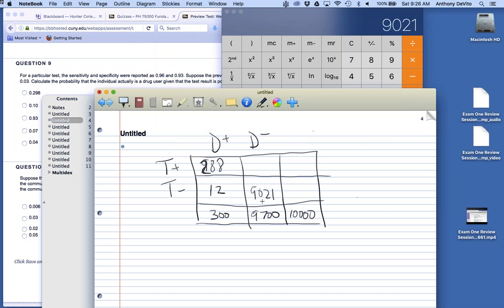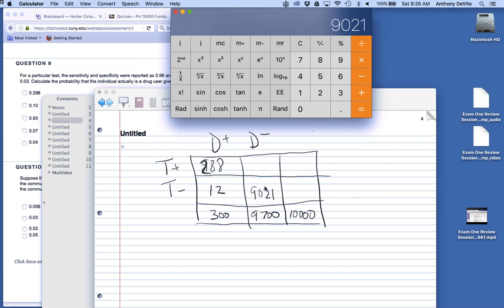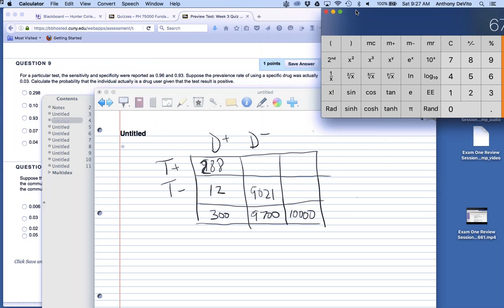9,021 people are correctly identified. They tested negative and they indeed don't use drugs. So now, how many people did it incorrectly identify as drug users who don't use drugs? Well, it's going to be the difference between these two, right? Actually, I'll recalculate. 9,700 times 7%, 0.07, is 679, right? And that adds up, right? I would think, I hope.